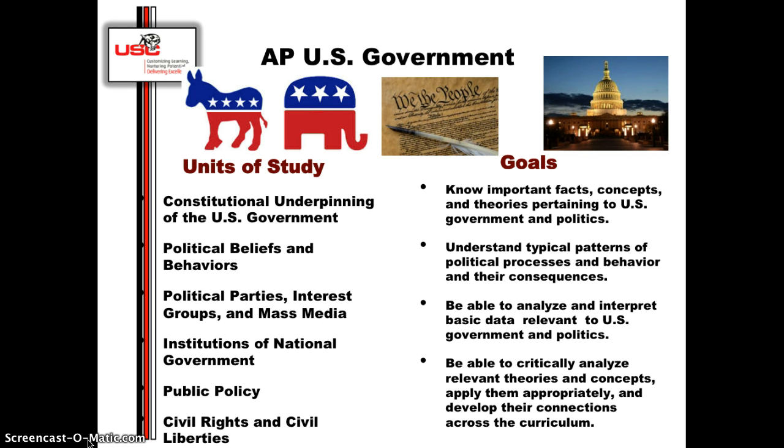The goal of this course is for students to know important facts, concepts, and theories pertaining to the U.S. government and politics, understand typical patterns of political processes and behaviors and their consequences, be able to analyze and interpret basic data relevant to the United States government and politics, and lastly, be able to critically analyze relevant theories and concepts, apply them appropriately, and develop their connections across the curriculum.